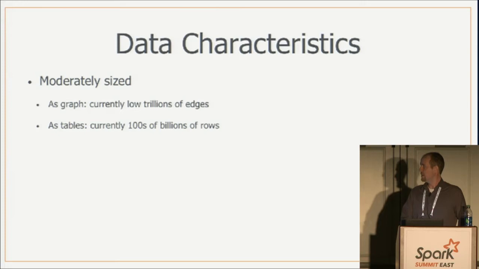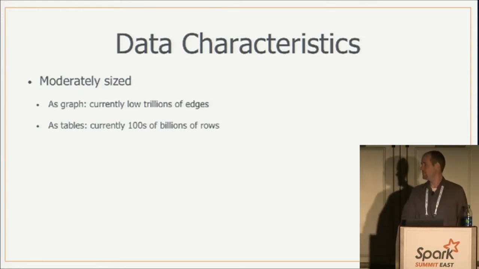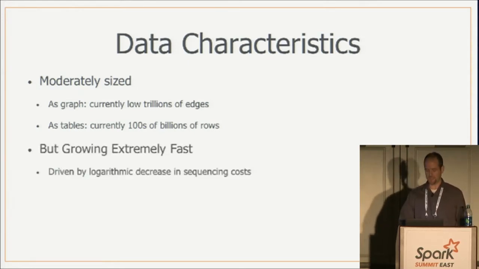In terms of the characteristics of the data that we're dealing with, currently in our graph we have in the low trillions of edges. When we flatten it out into tables for one particular schema, it's in the hundreds of billions of rows. That's maybe not so vast in the big data space, but it's reasonable and it's definitely not tiny. It's also growing very fast.